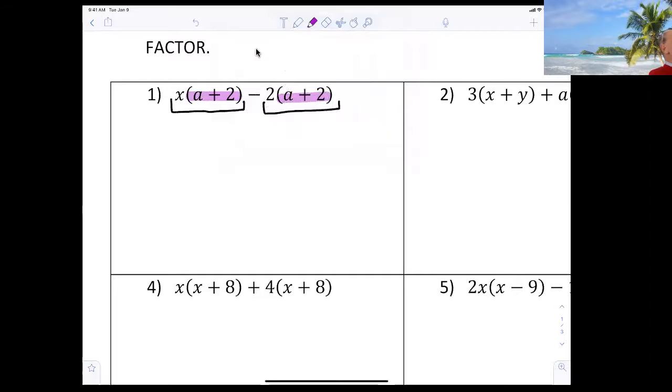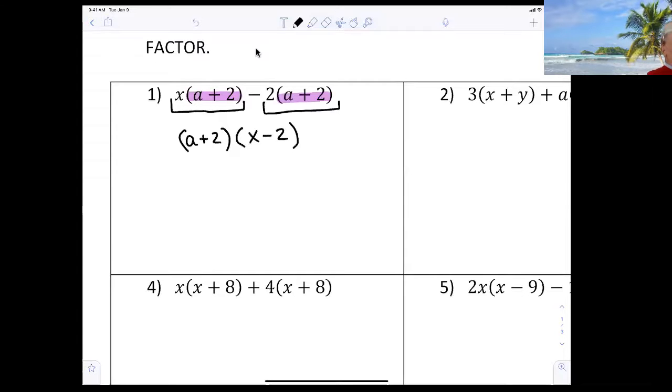So what am I going to do? I'm going to pull it out of the bucket like we did before. And when I pull it out of the bucket, I have brought out a plus 2 out of the bucket. And then what's left behind? X minus 2. That's how easy that is. Anybody have any questions?